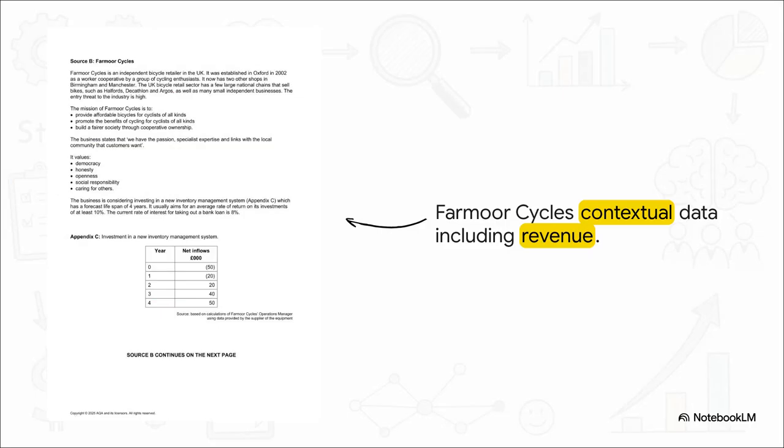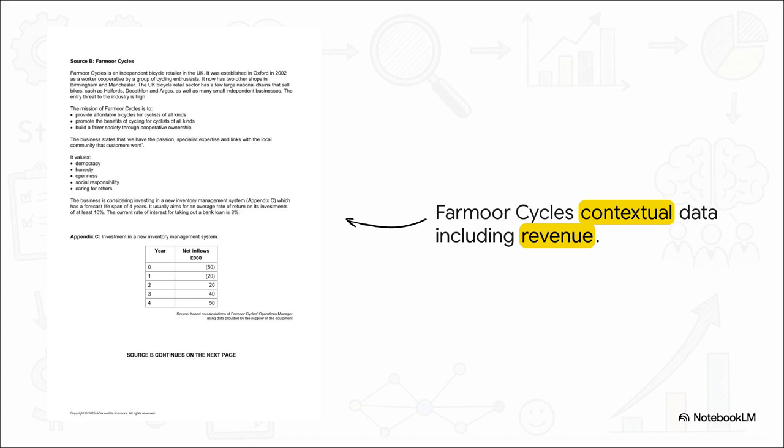Let's put this into some real context, shall we? Take a look at this data for a fictional business we'll call Far More Cycles, an independent UK bike retailer. Notice how their revenue slightly drops from 1.9 million down to 1.88 million pounds between 2023 and 2024. But at the exact same time, their total number of employees actually increases from 30 up to 32.